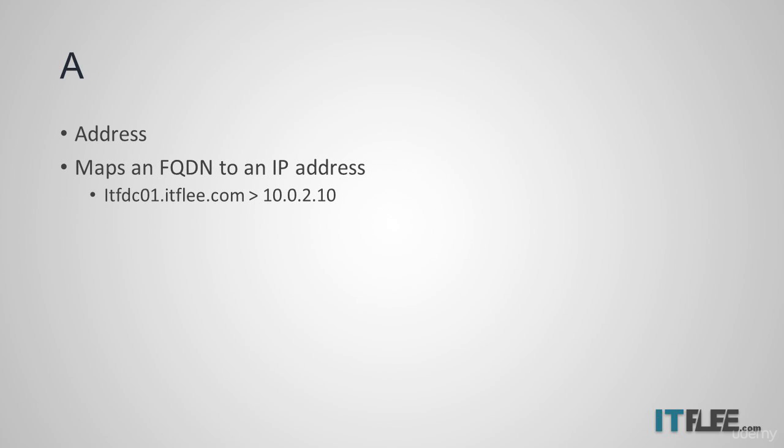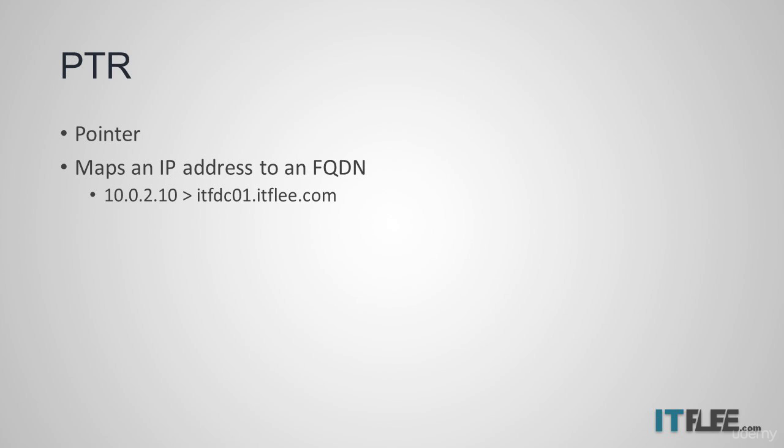An A resource record maps an FQDN, also known as a fully qualified domain name, to an IP address. An example of a fully qualified domain name would be itfdc01.itflea.com. A PTR, or pointer resource record, does the exact opposite of an A record by mapping an IP address to a fully qualified domain name.